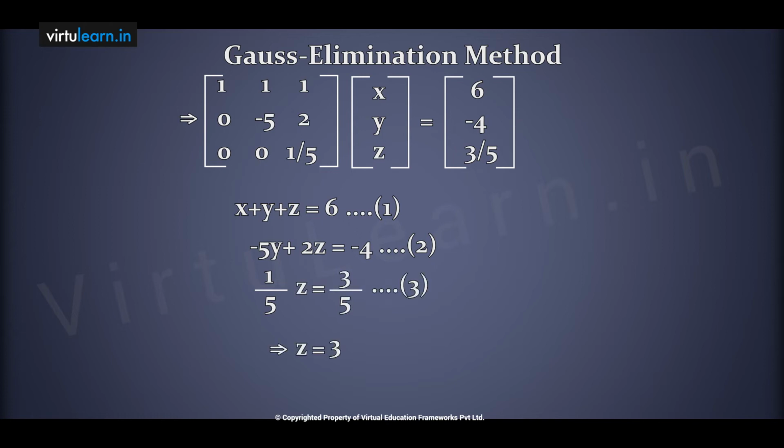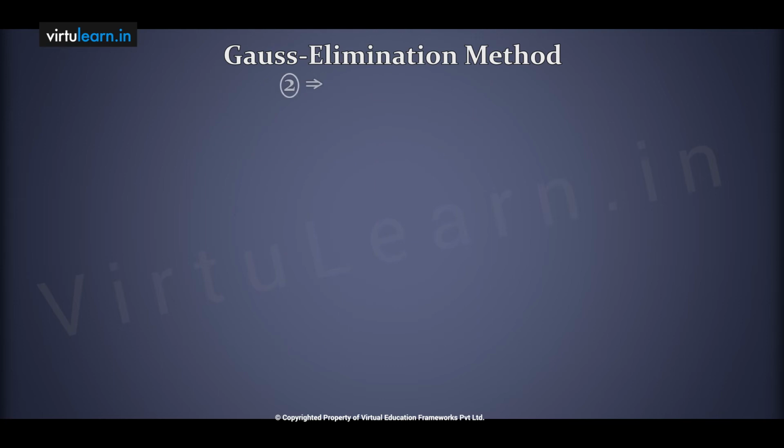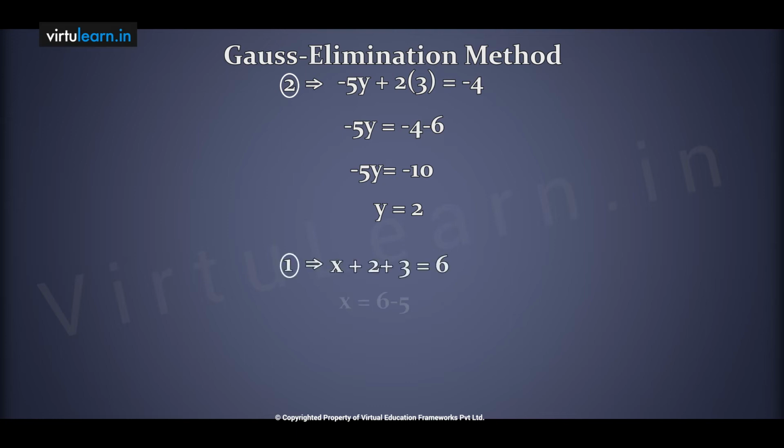Now substitute z equal to 3 in equation 2. Equation 2 becomes minus 5y plus 2 into 3 equal to minus 4, so minus 5y equal to minus 10, then y equal to 2. Substitute z equal to 3, y equal to 2 in equation 1: x plus 2 plus 3 equal to 6, x equal to 6 minus 5, x equal to 1. Therefore, x equal to 1, y equal to 2 and z equal to 3. This is the solution by Gauss elimination method.